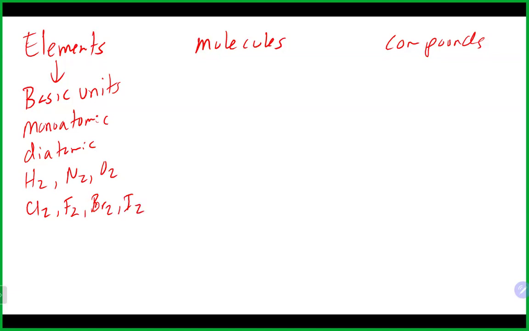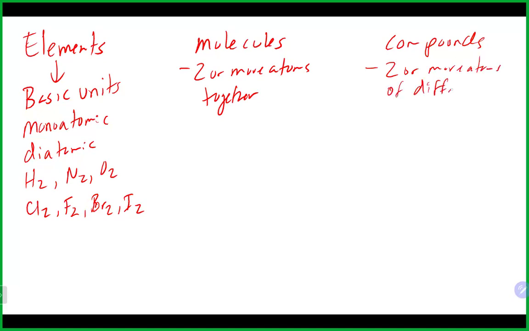A definition of a molecule is two or more atoms together. And remember that a molecule definition means that it's just that basic thing of two or more atoms. They could be the same element or different elements, and they could be molecules. But when we talk about compounds, it's two or more atoms of different elements.